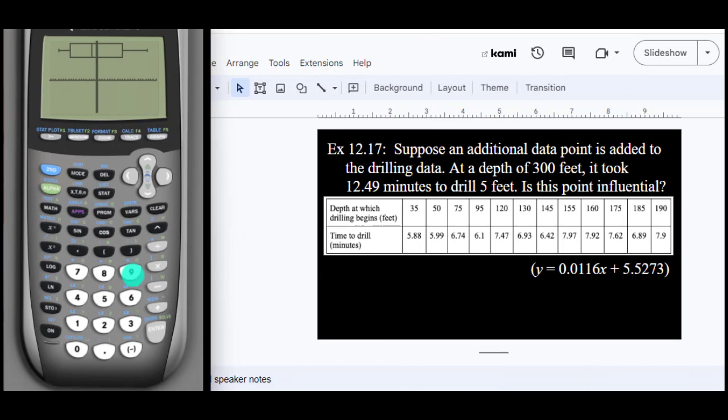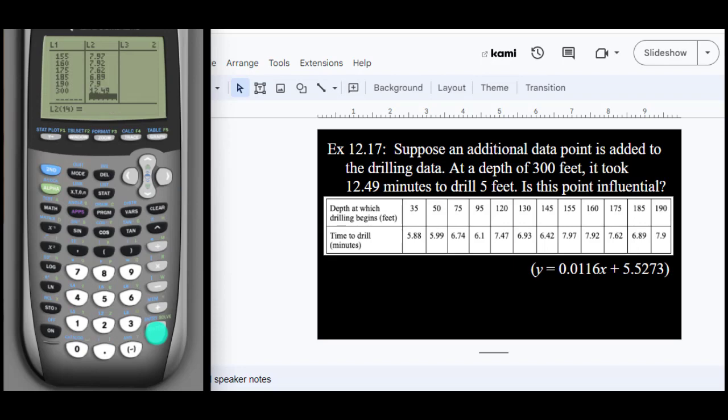So we're on our box plot. We're going to go back to our list. So stat, and we're going to go to edit. And I'm just going to clear off list 3. We're not going to use that anymore. So I'm going to go over here, and we need to add an additional point to list 1, and that additional point has a depth of 300, and it has a drill time of 12.49.